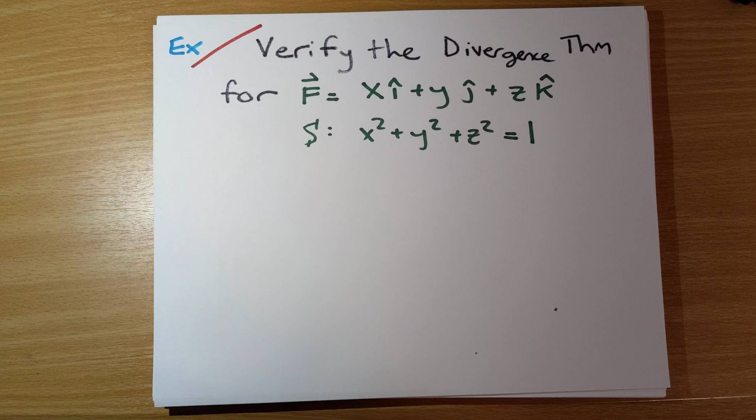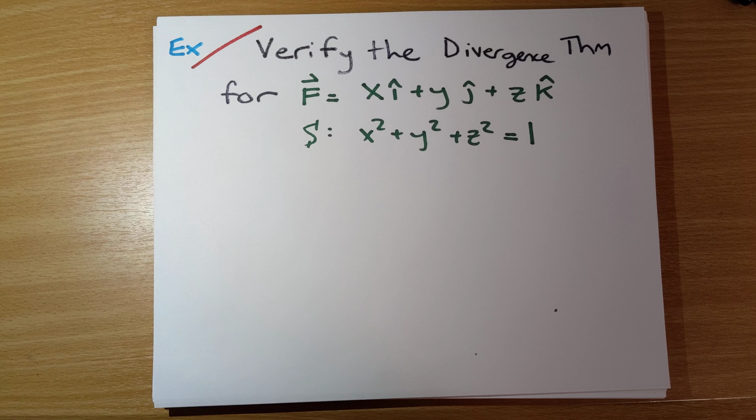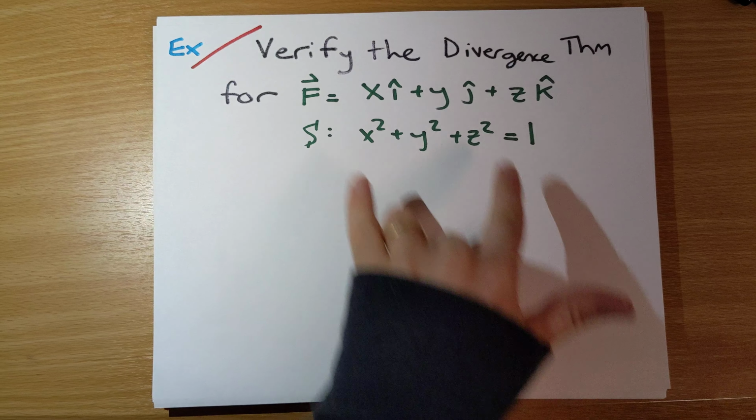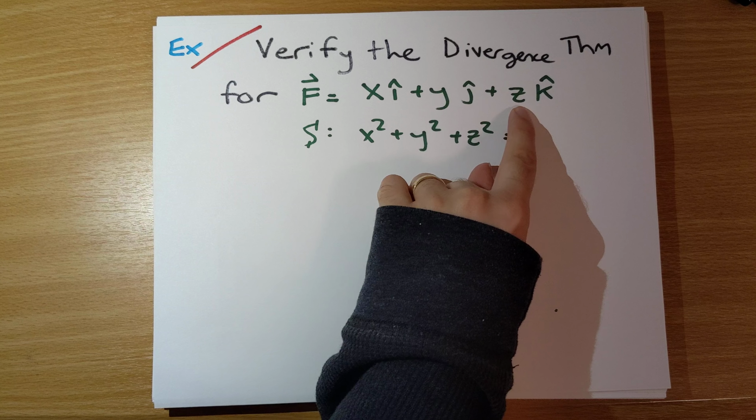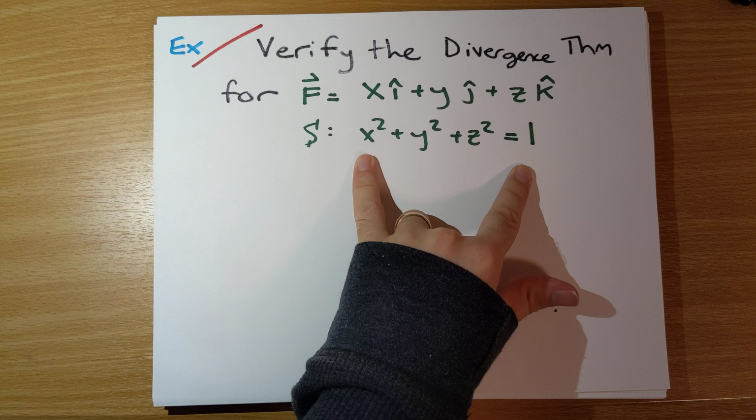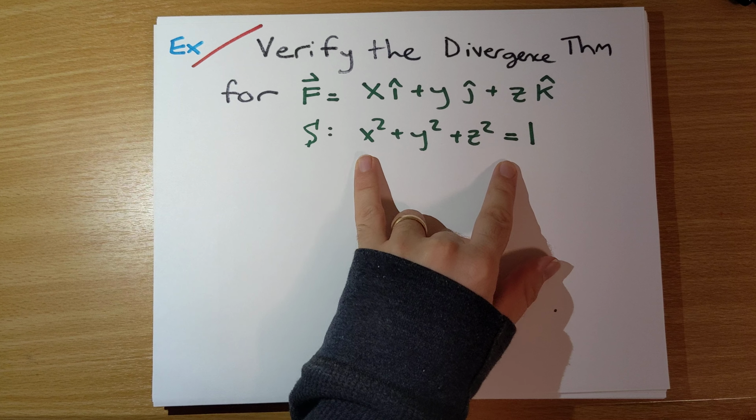There's a very straightforward application of the divergence theorem, but I'm hoping that its simplicity, its straightforwardness, will help to really underscore the conceptual understanding you should have of the divergence theorem. So we need to verify the divergence theorem for the vector field F is x i hat plus y j hat plus z k hat. S is the surface, the unit sphere.